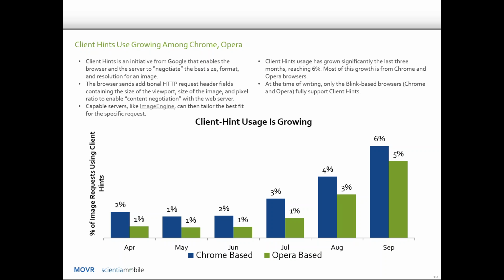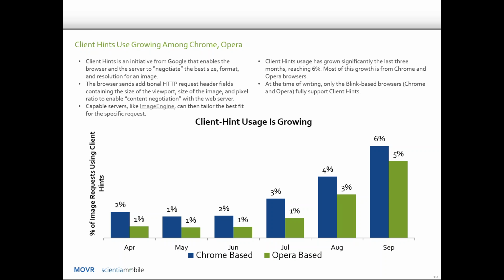Looking at the trends, we've seen that Client Hints was not hugely used, and it still is in its infancy. But the change between April and late September is significant. We've kind of moved from the 2% on Chrome up to about 6% of image requests that we're seeing that are including Client Hints.